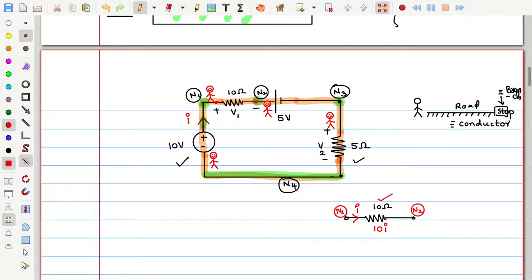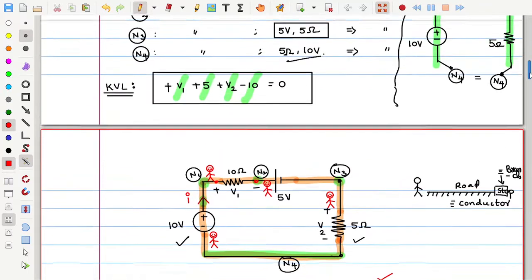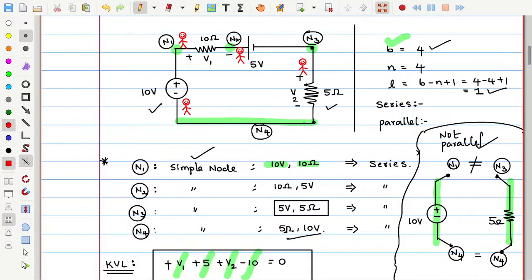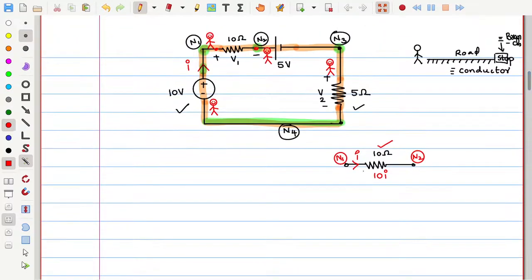Yes, sir. That means what I did. Observe that to write the KVL, what I need is every branch voltage. But that depends on the nature of the elements. All elements may not be of the same nature. One may be a resistor, one may be a voltage source, one may be a current source, like that. If it is a voltage source, the voltage is readily available to you. But if it is not a voltage source, the voltage may not be readily available to you.